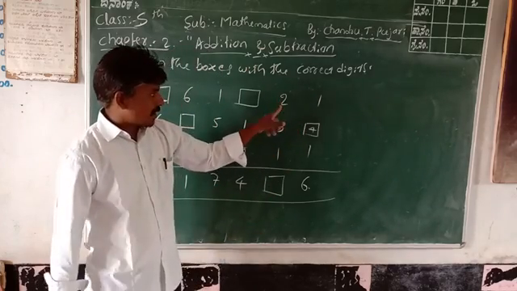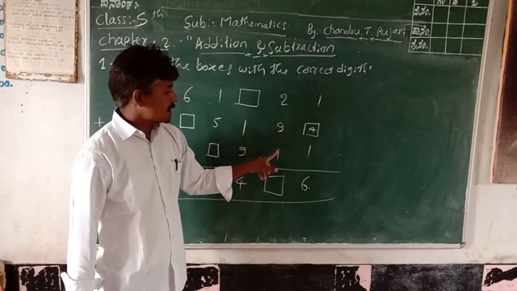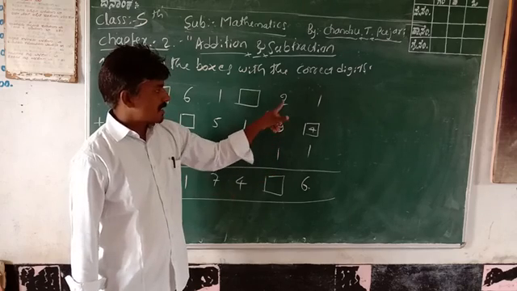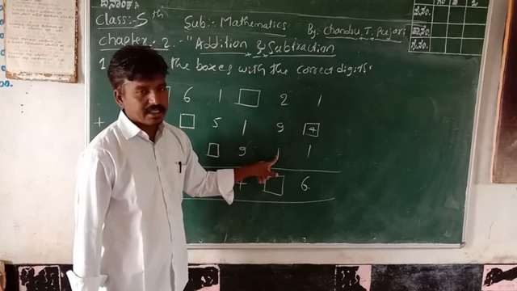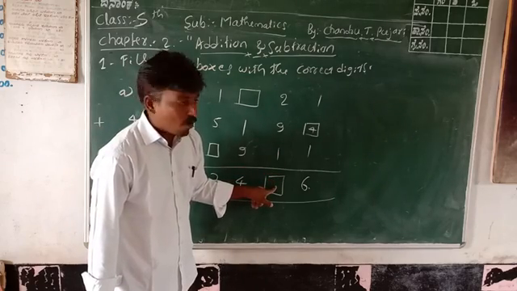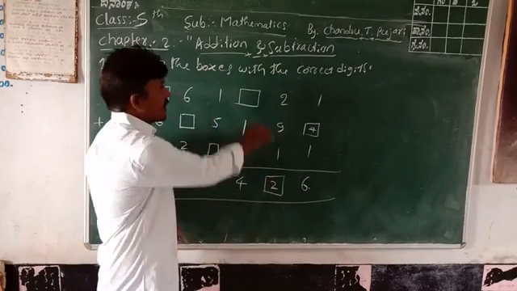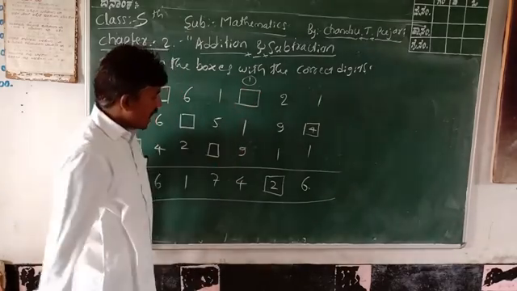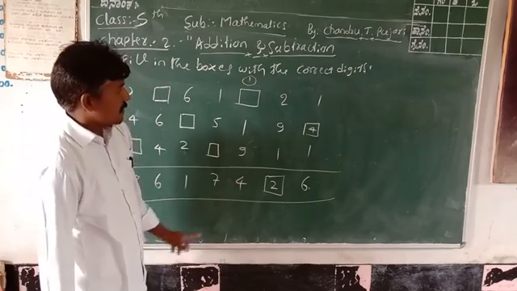The next, second one. 2 plus 9 is 11. 11 plus 1 is 12. 12 means we can write 12. How can 12 be written? First you take 2 only, and you can take carry 1. Carry 1. Again do your simplification. Your answer is 4.